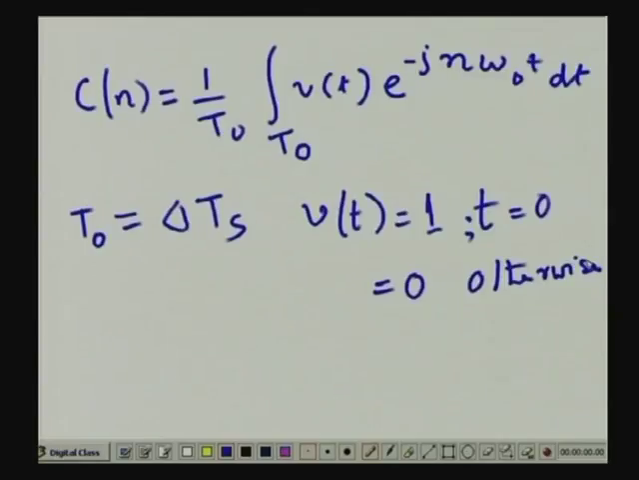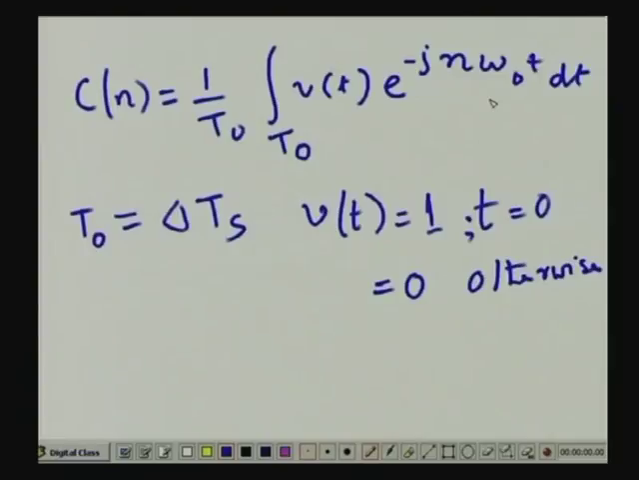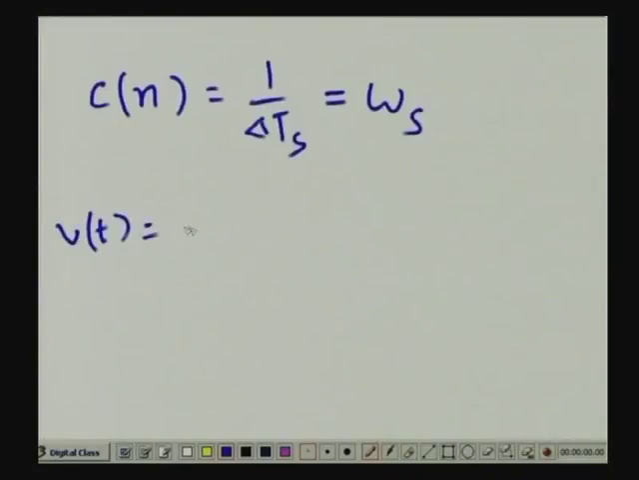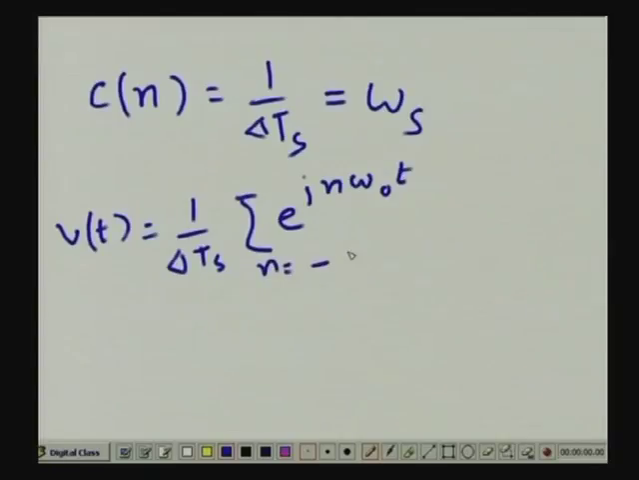Okay. Now, if I impose this condition to calculate the value of Cn, you will find that the value of this integral will exist only at t equal to 0, and it will be 0 for any other value of t. So we find that Cn now becomes equal to 1 upon delta T s, and this 1 upon delta T s is nothing but the sampling frequency, which we denote as omega s. This is the frequency of the sampling signal. With this value of Cn, the periodic signal v(t) can be represented as 1 upon delta T s times the summation of e to the power j n omega naught t, for n equal to minus infinity to infinity. So, what does it mean?